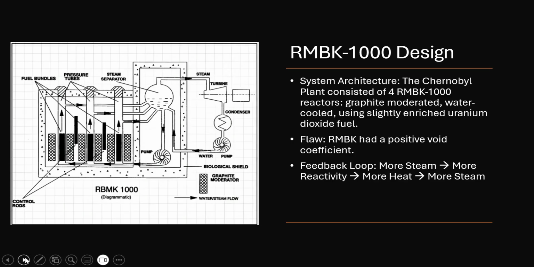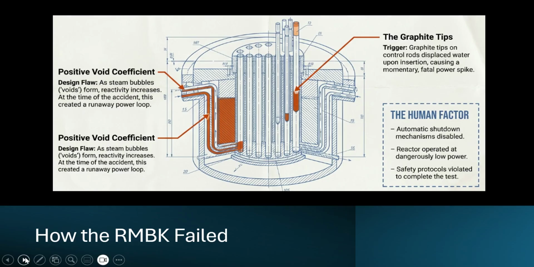The Chernobyl plant used the RBMK-1000 reactors, which were graphite moderated and water cooled. A critical flaw in this design was its positive void coefficient. This created a dangerous feedback loop where more steam led to more reactivity, which produced more heat, resulting in even more steam. The failure was a combination of design flaws and the human factor.